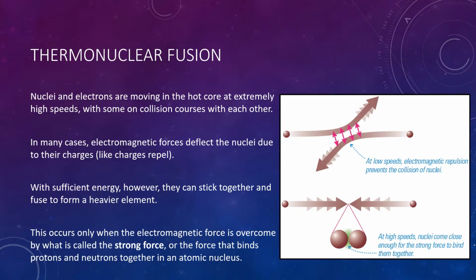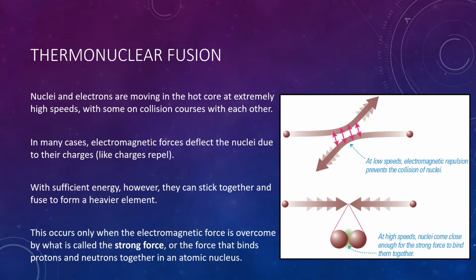Fusion occurs within the sun because the 15 million degree Kelvin plasma in the solar center is like a soup of hot gas, with bare, positively charged atomic nuclei and negatively charged electrons, whizzing around at extremely high speeds. At any one time, some of these nuclei are on high-speed collision courses with each other. In most cases, electromagnetic forces deflect the nuclei, preventing actual collisions, because positive charges repel one another. But if nuclei collide with sufficient energy, they can stick together to form a heavier nucleus.